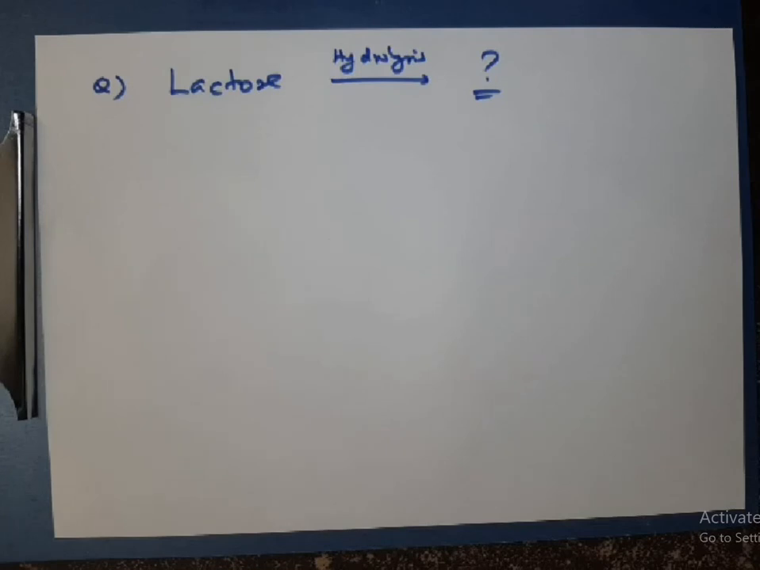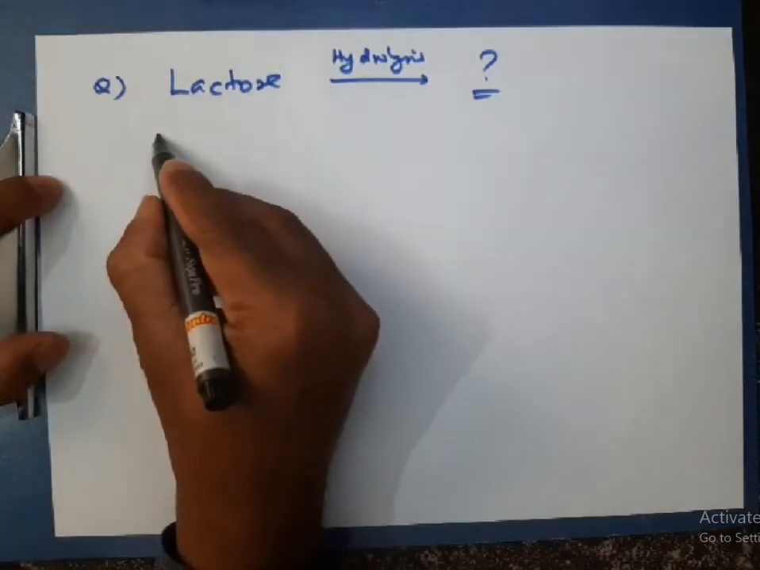Lactose is a disaccharide, correct? What's the answer, students? Anyone? Hello? What's the answer, student? Beta D-galactose and beta D-glucose. That's all. Good. So the answer is this.